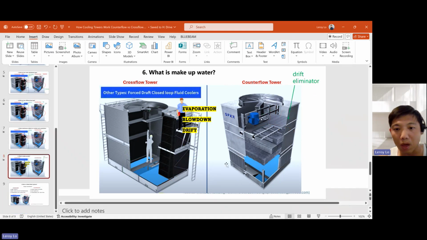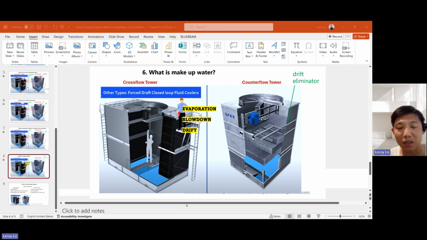So what is makeup water? You ask these questions normally. Basically, a small amount of water will be lost due to evaporation, blowdown and drift. So for example, evaporation occurs as the warm water evaporates as it comes into contact with the airstream during the cooling process.